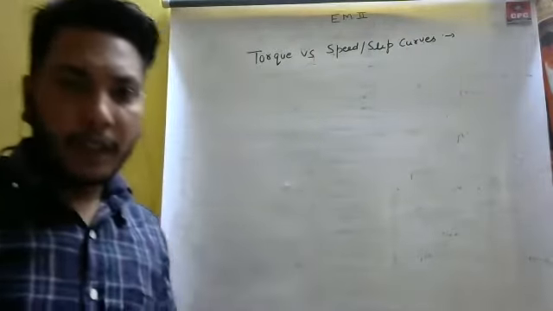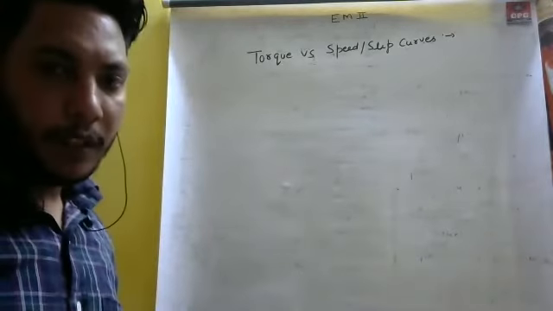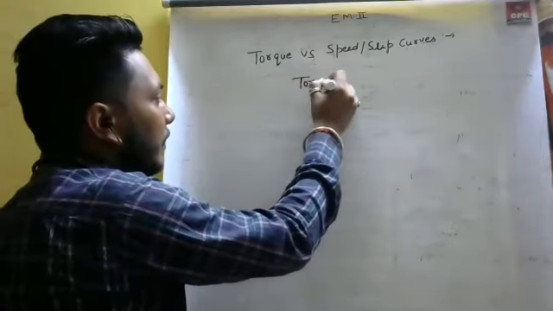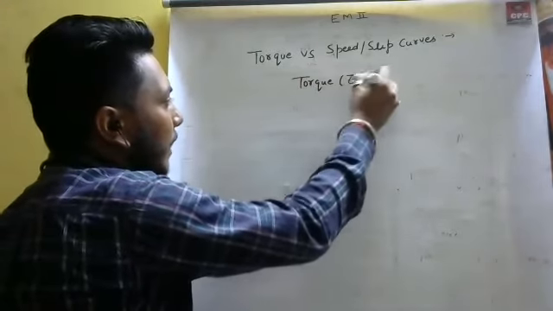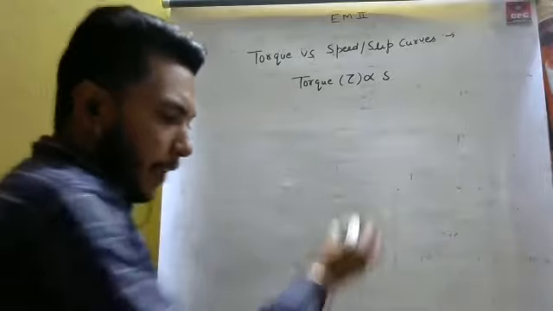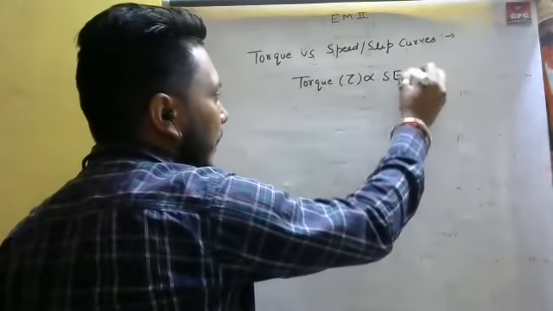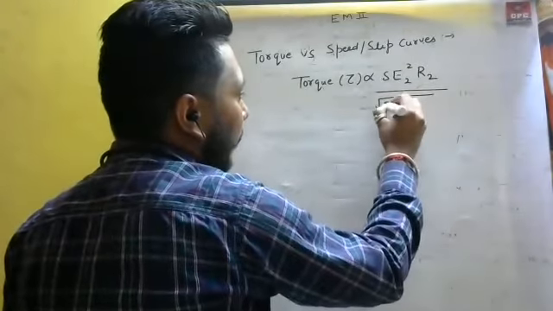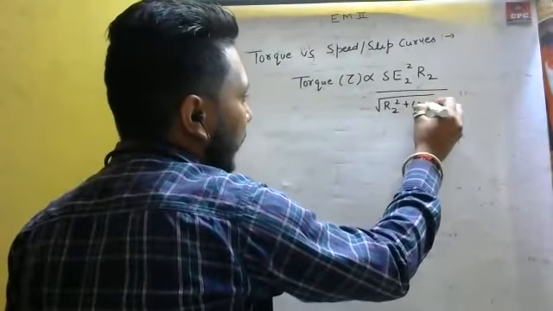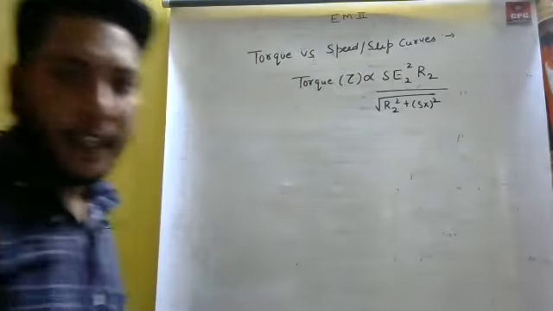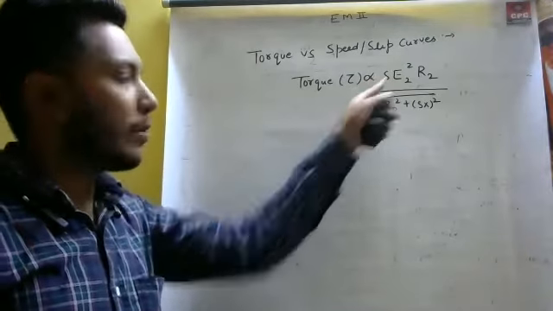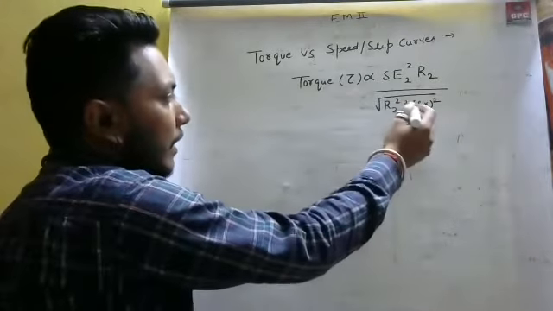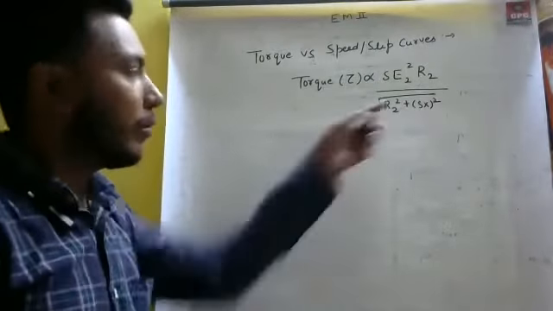Before going through this topic, in the previous lecture we discussed the torque equation. The torque equation is: torque tau is directly proportional to S into E2 squared into R2 upon R2 squared plus S into X2 whole squared. We derived the relation that torque is directly proportional to slip into E2 squared into R2 upon R2 squared plus S into X2 whole squared.